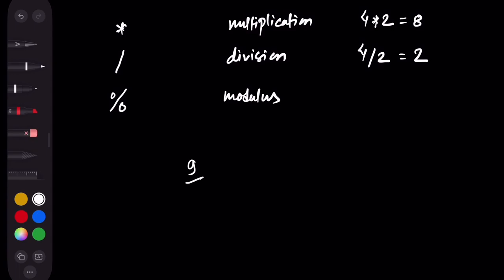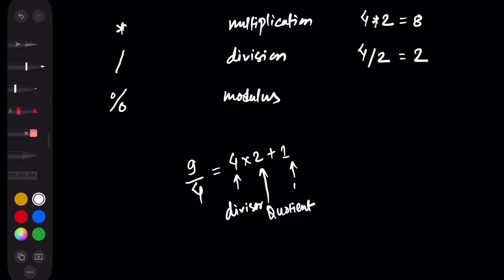Let's say we divide 9 by 4. Then it will be 4 times 2 plus 1. 4 is the divisor, 2 is the quotient, and 1 is the modulus. So in this case, if we type 9 % 4, then it will give us back 1.